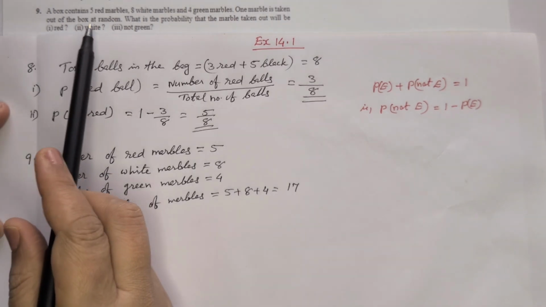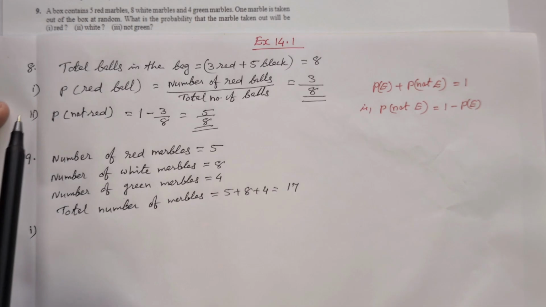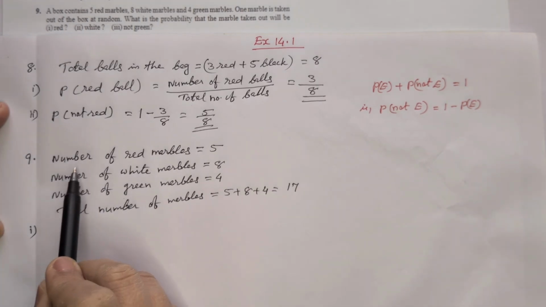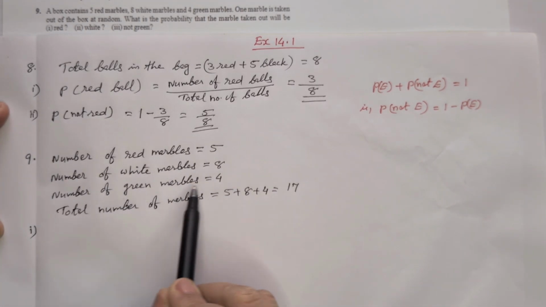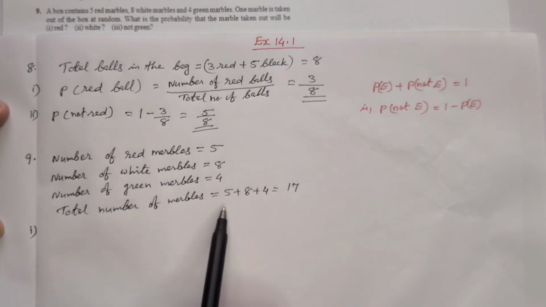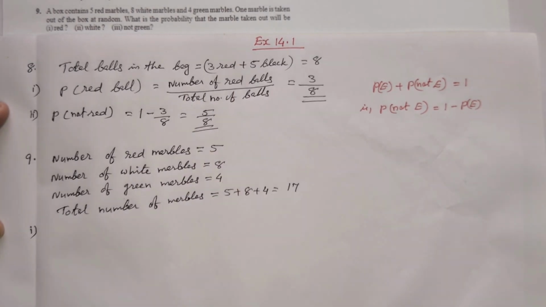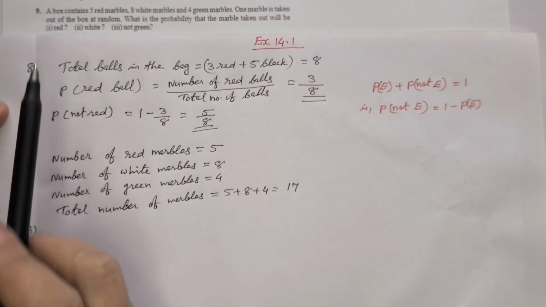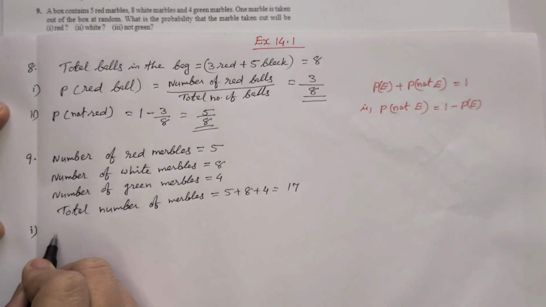Question number 9. A box contains 5 red marbles, 8 white marbles, 4 green marbles. So we can write number of red marbles is equal to 5, white marbles is equal to 8, green marbles is equal to 4, and total number of marbles 5 plus 8 plus 4 is equal to 17. Now, one marble is taken out of the box at random. What is the probability that the marble taken out will be red? First one, the probability to get a red marble.